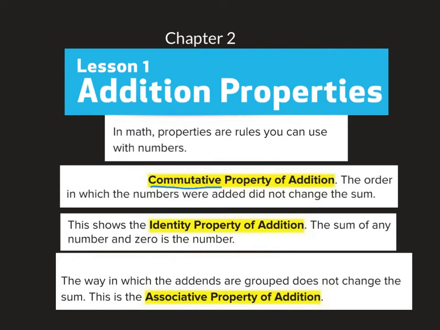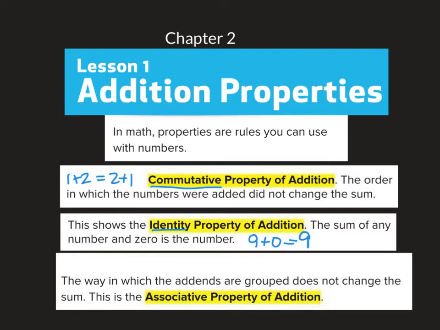The commutative property, which is the flip-flop property, says 1 plus 2 is the same as 2 plus 1. Flip-flop, flip-flop. Notice those numbers are flip-flopping. Then we have the identity property that says any number plus 0 is going to be the original number.